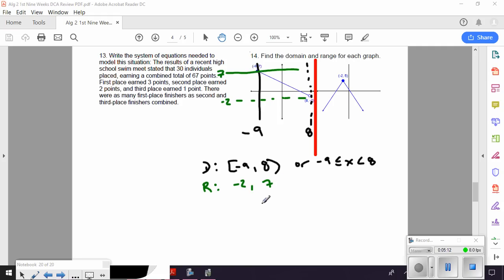Always put the smallest number first. On -2, I'm going to put a parenthesis, but on 7, I'm going to put a square bracket. They kind of look the same, so let's make it a little more curved. So that's if I'm writing it in interval notation. If I'm writing it in inequality notation, I would put -2 less than y less than or equal to 7. So always write your domain or your range from least to greatest, smallest to largest. Always. Even if you're listing out numbers, always put them in order.